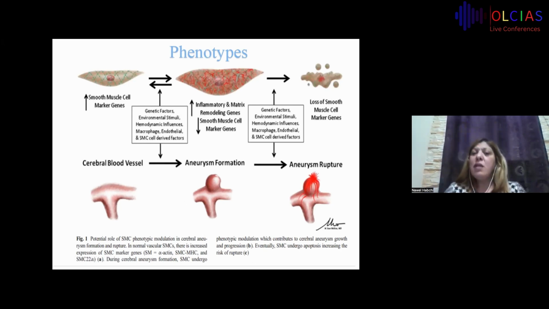So you must know that the difference between a ruptured and an unruptured aneurysm is the loss of the smooth muscle cell, and the cause of this loss is the decrease of the expression of the marker gene. This is the difference between the 2 kinds of aneurysm, ruptured and unruptured.